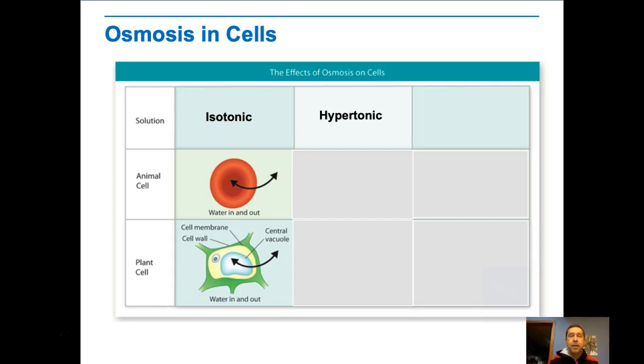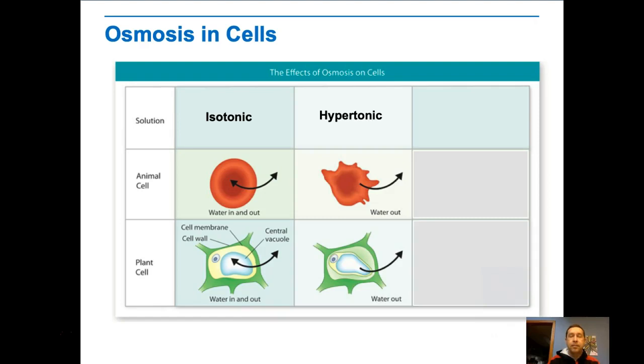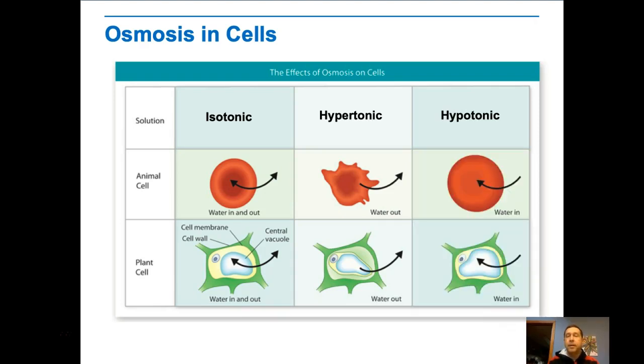If we place the cell in a hypertonic solution, in the animal cell, the water is going to move out. In the plant cell, it's going to lose water primarily from the central vacuole, so it's going to become less rigid, have less sturdiness to it because there's less pressure against the cell wall. If we put the cell in a hypotonic solution, water is going to move in, and the cell could rupture. Water moves in, pushes against the cell membrane in the plant cell.